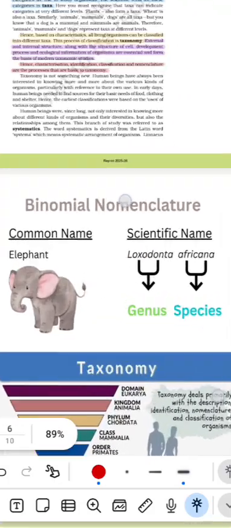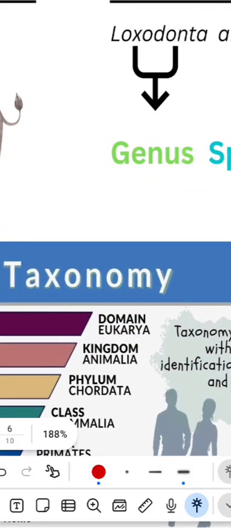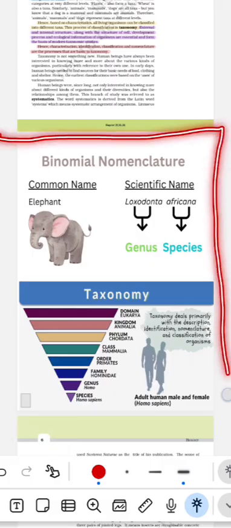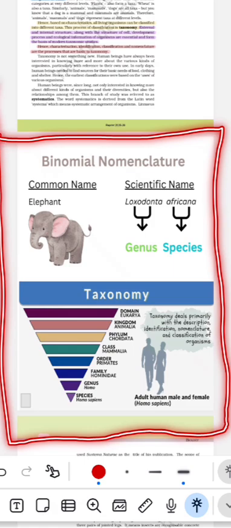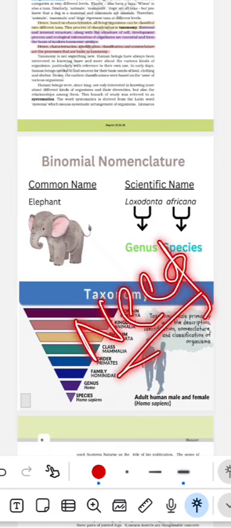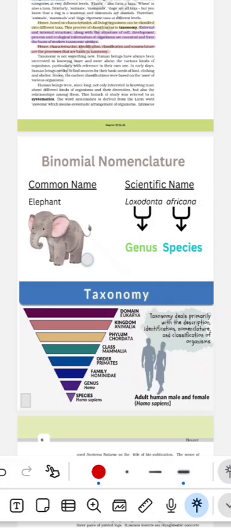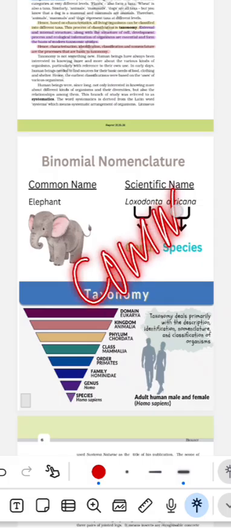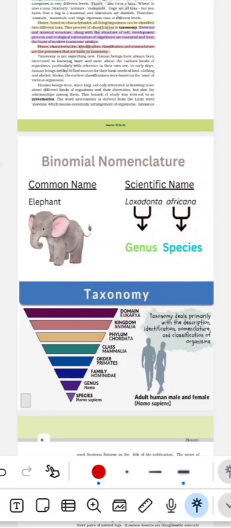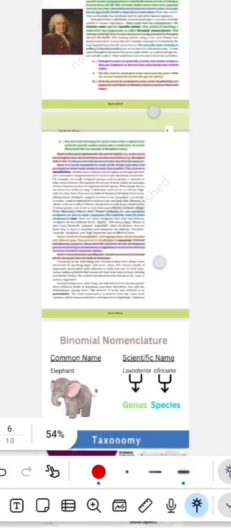So now we will start reading about taxonomy. Don't be afraid, this is also not a page of your book. This is a separate page added by me. If you need this page, please comment. Please comment for this page or this note page, whatever.